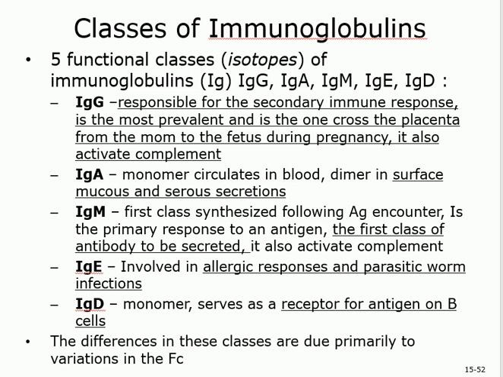What do you need to know about G? Number 1, great amount. So this is the most prevalent. We have a lot of those. This is the major part. Number 2, this is the one that crosses the placenta from the mom to the fetus. Number 3, it's responsible for the secondary immune response. Number 4, this is one of the activators of the complement. Did you get the 4 points that you need to remember about G?